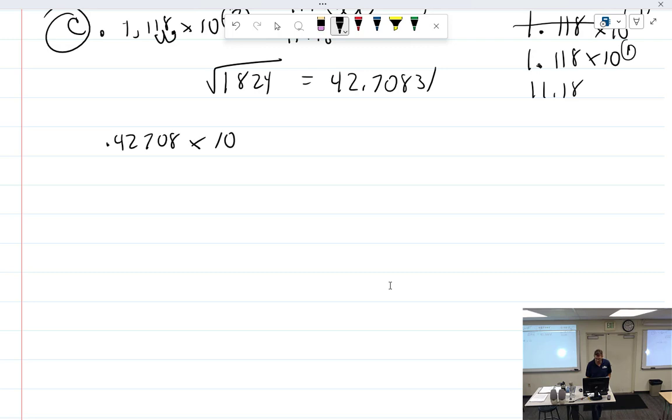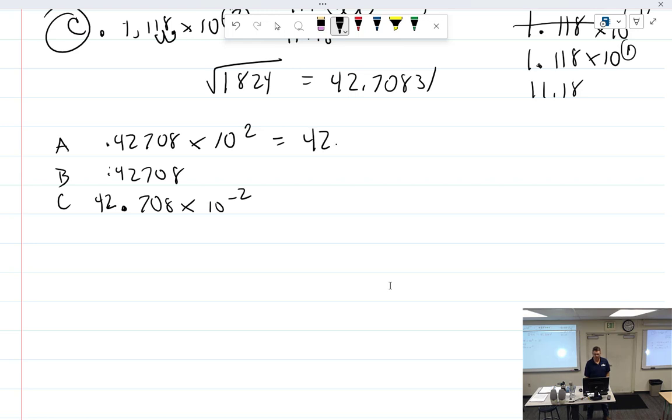Your choices are: 0.42708 times 10 to the second power, 0.42708, and 0.42708 times 10 to the negative second. It's A? All right, A, B, C. What does A equal when it's unpacked? What does this one equal? 0.42708. Move it 2 places to the smaller. I hate to use left and right, but it is true, it's left.